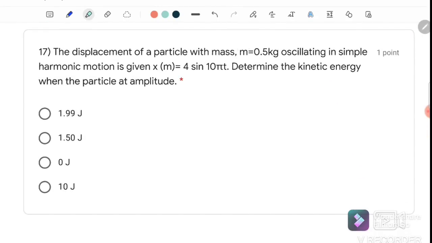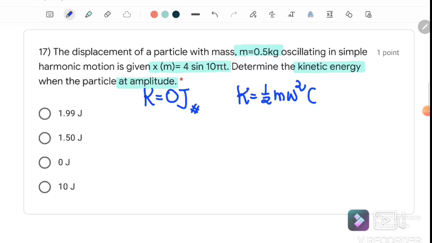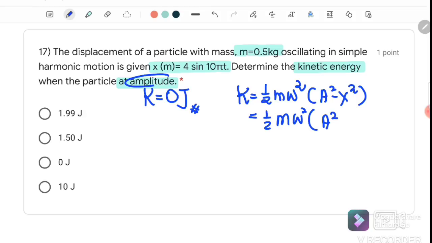Question number 17. The displacement of a particle with a mass of 0.5 kg oscillating in simple harmonic motion is given as x in meters equals 4 sine 10 pi t. Determine the kinetic energy when the particle is at the amplitude. We know that the kinetic energy at the amplitude is 0 joule. From the equation of kinetic energy, K equals half m omega squared times a squared minus x squared, where a is the amplitude. Because the question asks for the kinetic energy at the amplitude, it is a squared minus a squared, therefore we get 0 joule. You don't actually need to calculate, you will know that the kinetic energy at the amplitude is directly 0 joule.